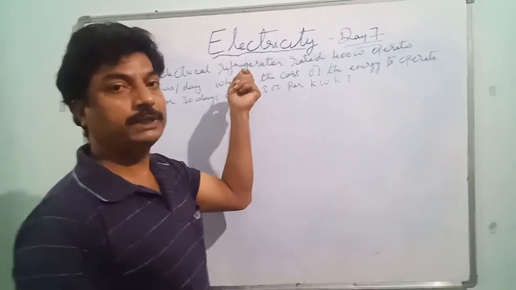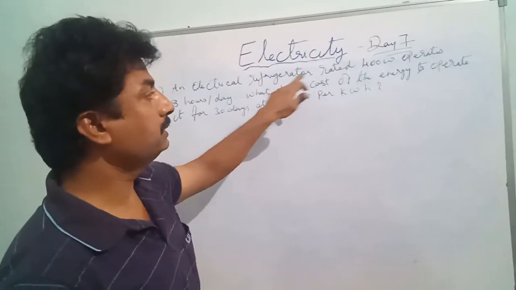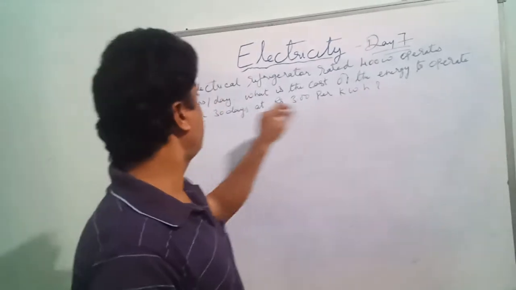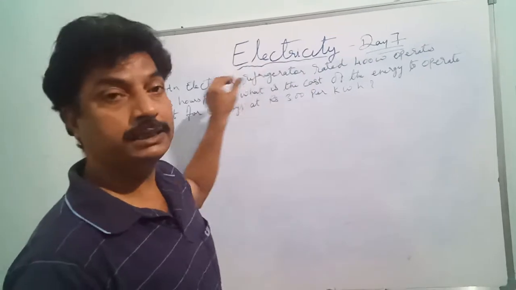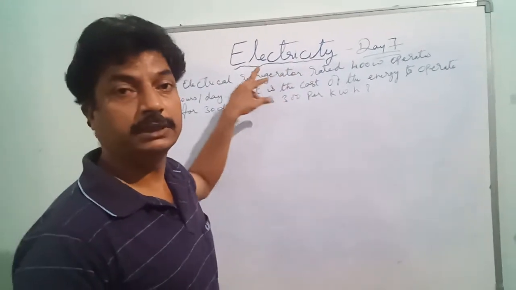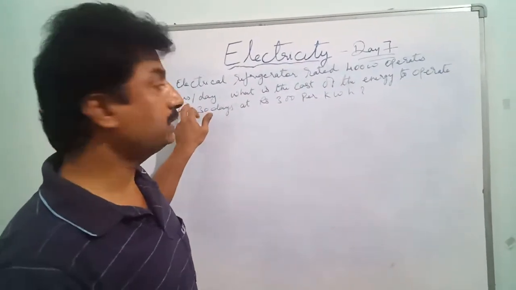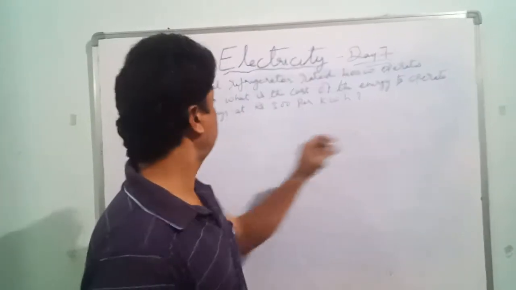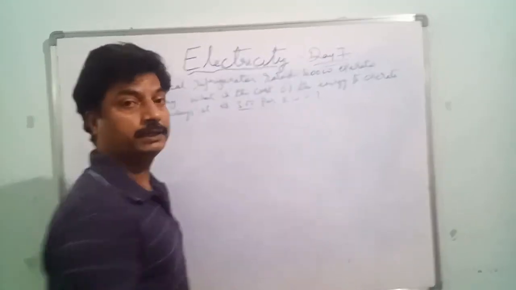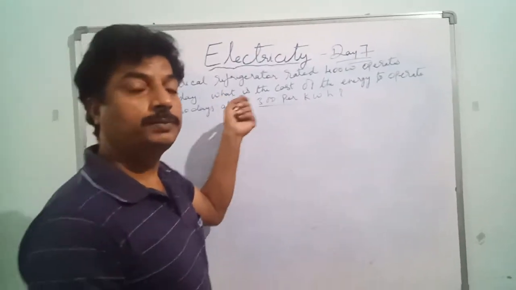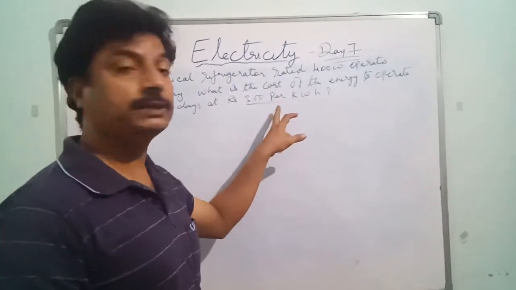Okay, let us take one numerical where you have been asked about a refrigerator, which is 400 watts, and which is running for 8 hours per day. This is an example; a refrigerator will actually be running continuously, but for the calculation we are taking it as running 8 hours per day. So what is the cost of the energy to operate it for 30 days at 3 rupees per kilowatt hour? The rate has been given per unit, so we can calculate this.